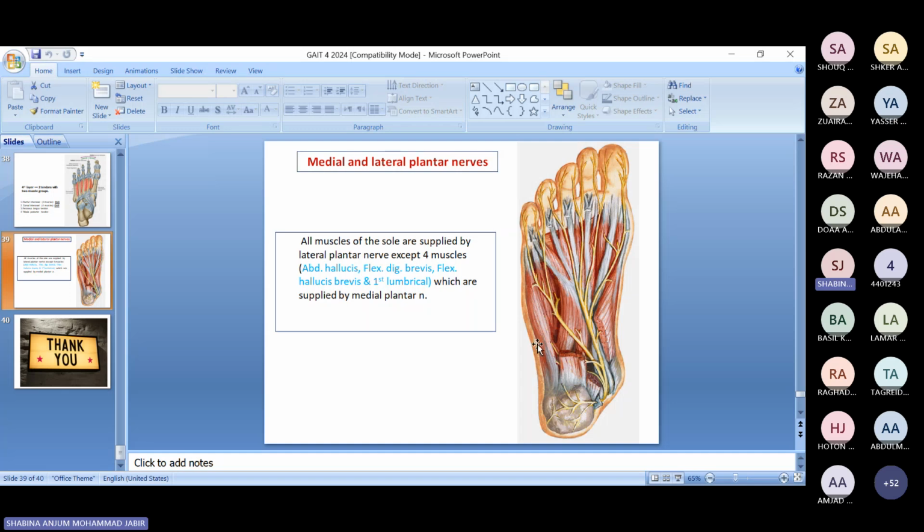Here, all the muscles of the sole that you have studied are supplied by the lateral plantar nerve, except four muscles. Which four? Mostly they are related to the great toe: abductor hallucis, flexor hallucis brevis, first lumbrical, and flexor digitorum brevis. These are the four muscles which will be supplied by the medial plantar nerve.